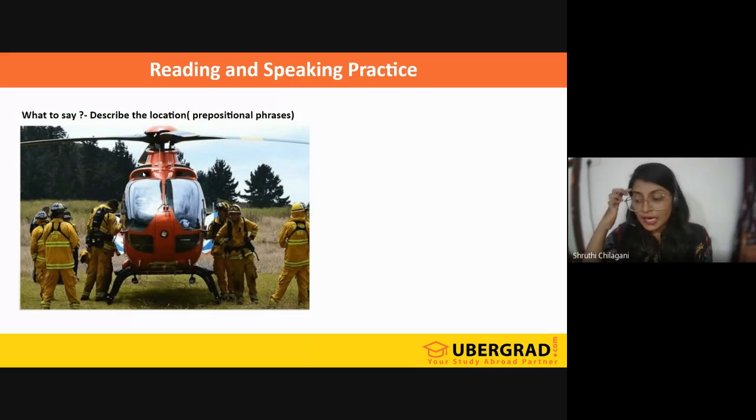Come on, guys. I want one of you to try describing the location in this image. Come on, come on. Try giving it a go. I see a lot of people present today. I want you to take a try, okay? We all will try figuring it out together.